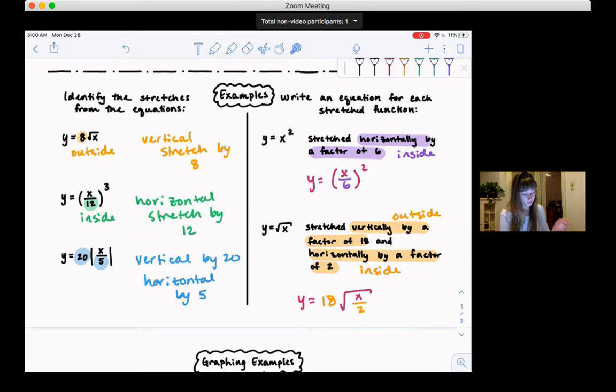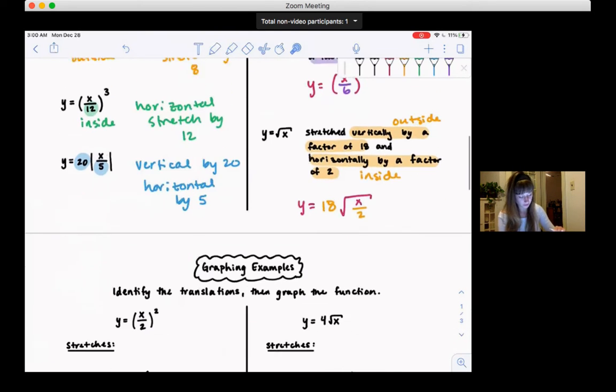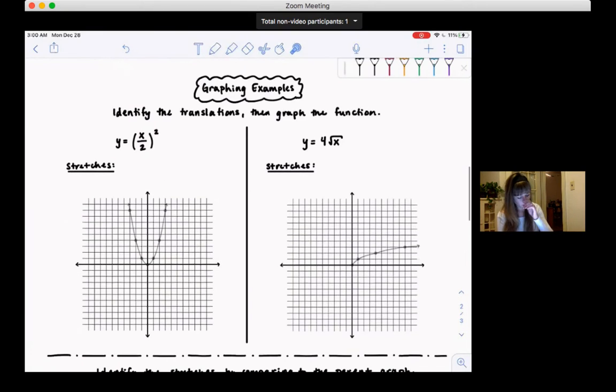All right, so now we'll do a couple graphing examples. Oh, this should say stretches, not translations. Okay, we're going to identify the stretches, and then we're going to graph using our parent that's shown. So for this one, our stretch is a horizontal by 2, right? So we're going to multiply x values.